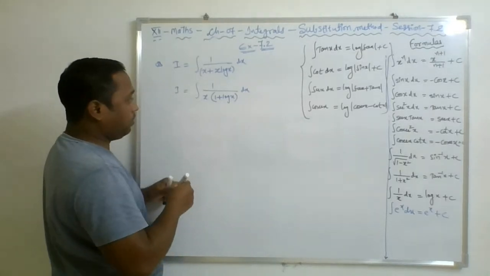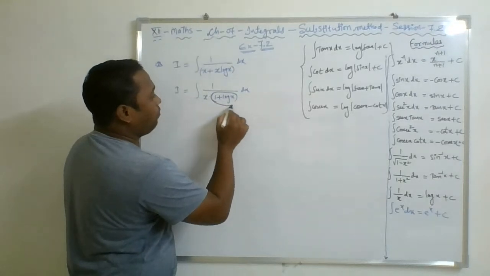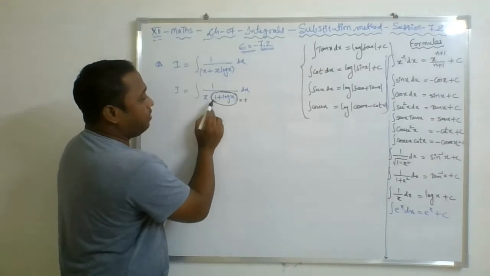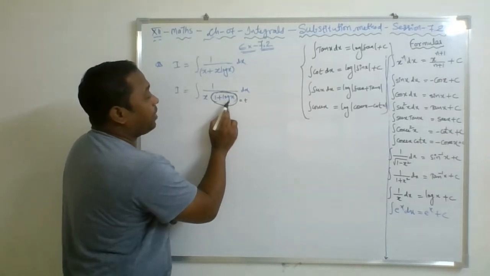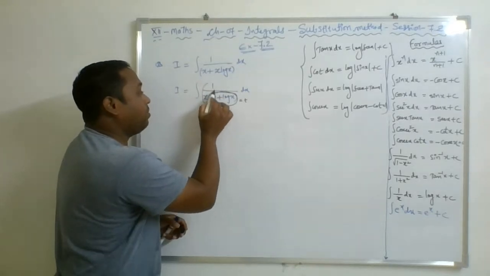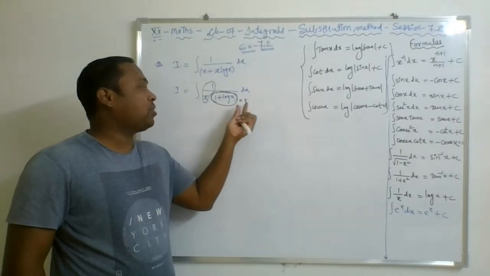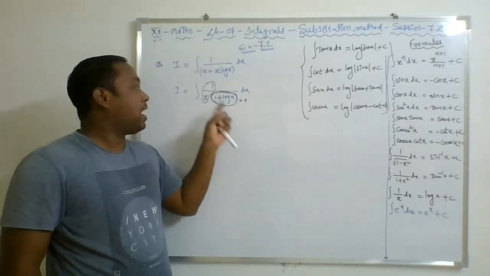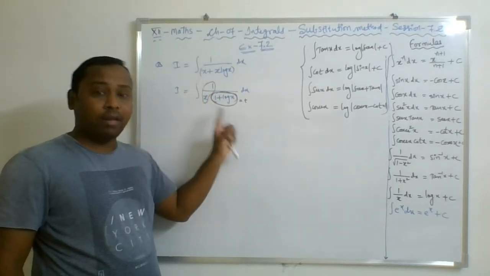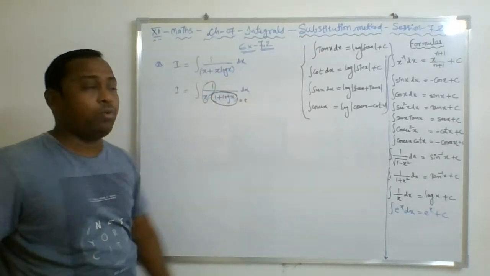Now, if you observe, 1 plus log x, if I assume 1 plus log x as t, the derivative of 1 is going to be 0 and the derivative of log x is 1 by x, and that is available. Hence, by assuming 1 plus log x as t, I am going to get the derivative 1 by x, which is also available in the question itself. Then the substitution technique will work.